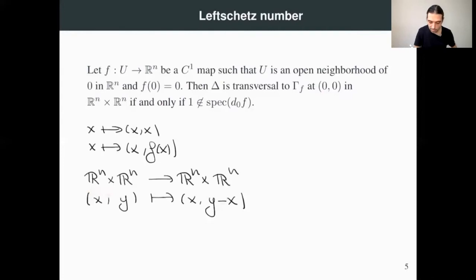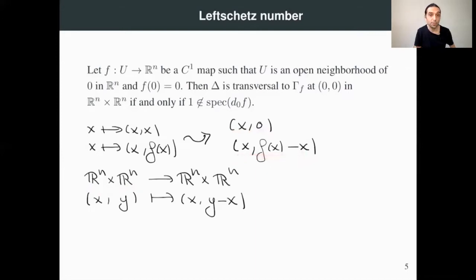Okay, but when we do that, (x,x) becomes (x,0), and (x, f(x)) becomes (x, f(x) minus x). And you are in the situation that we have for vector fields. This, you can interpret it as the zero section of this vector bundle, in which Rn is the base and Rn is also the fiber of the vector bundle. And we have to calculate the intersection of the zero section with this section over here.